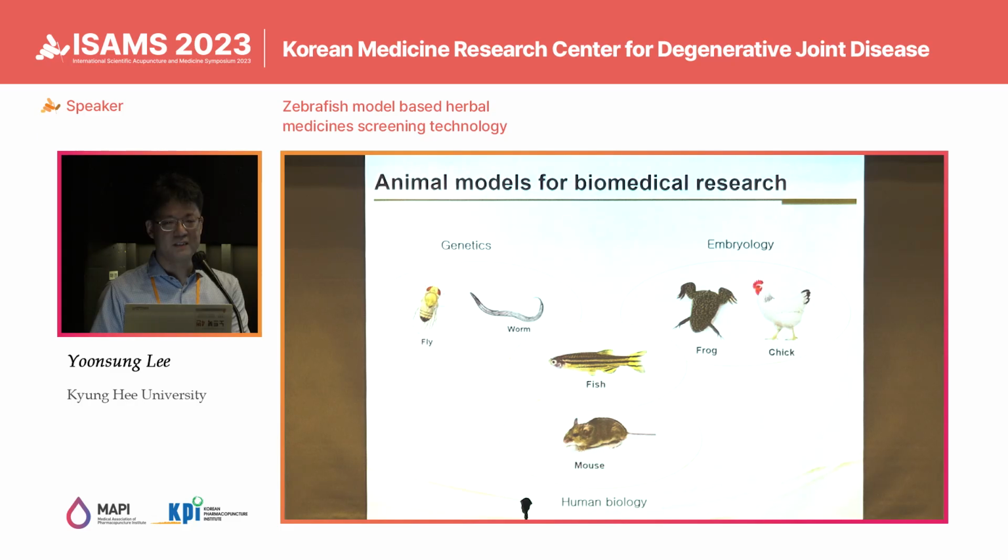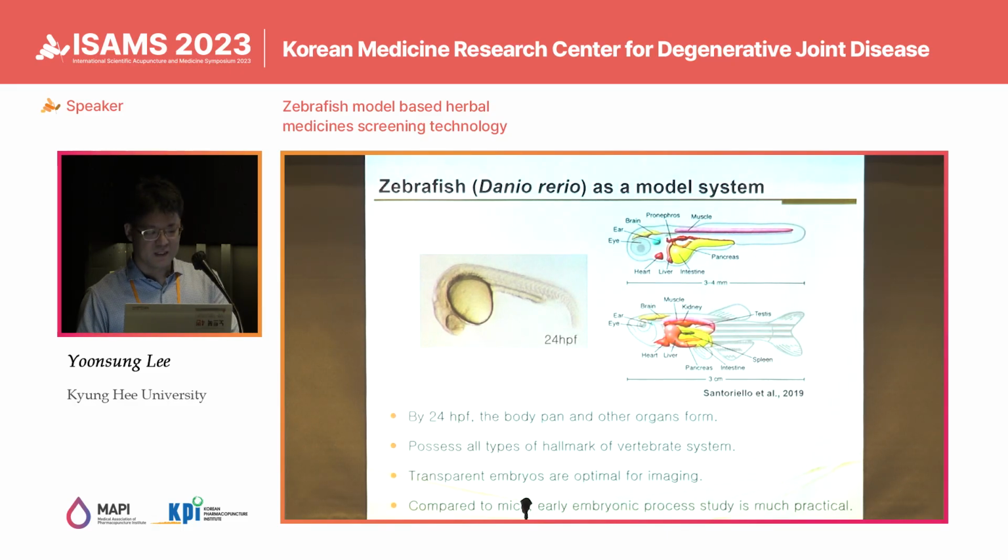Zebrafish is a very interesting model because they are not the best one for each category like this. But the interesting thing is fish has everything, not the best one, but it has some of genetics, embryology and human biology. That's why I think this model has emerged as one of the alternative powerful model systems from the 1990s. And I'll give you a very brief introduction about this model system.